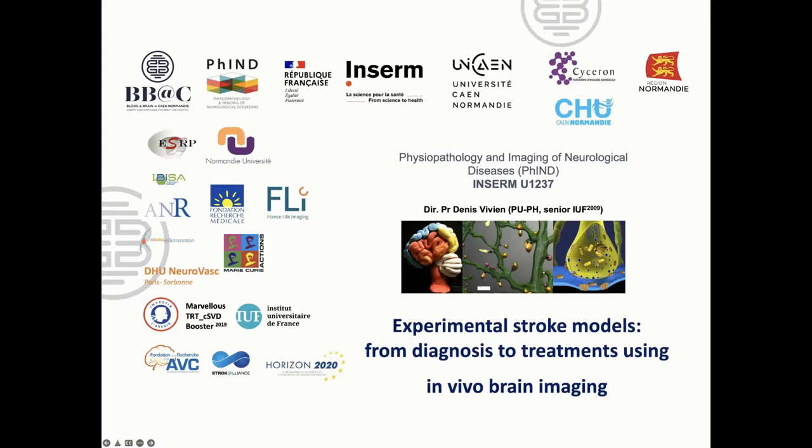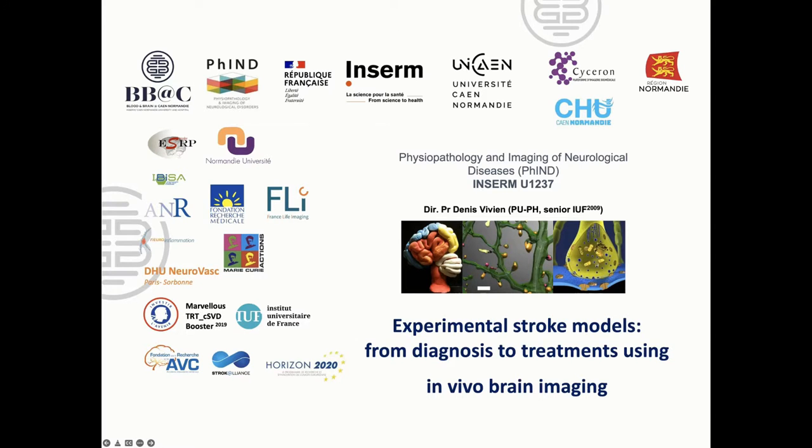Okay, so thank you to Iconeus for the invitation to show you a set of data that we got in my group about experimental stroke models. We are talking from diagnosis to treatment, using different modalities of in vivo brain imaging, including fast ultrasound imaging. All the data that I will share with you today were obtained in my group, the INSERM Caen University group named Physiopathology and Imaging of Neurological Disease, located at the Blood and Brain at Caen Normandie Institute in Caen.